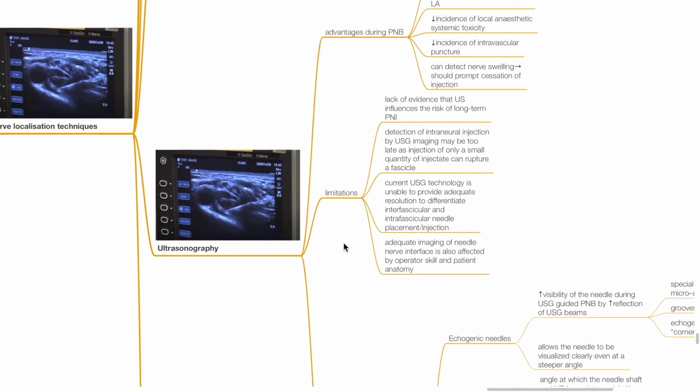Limitations of ultrasound during PNBs. There is lack of evidence that ultrasound influences the risk of long-term PNIs. Detection of intraneural injection by ultrasound imaging may be too late, as injection of only a small quantity of injectate can rupture a fascicle. Current ultrasound technology is unable to provide adequate resolution to differentiate interfascicular and intravascular needle placement or injection. Adequate imaging of the needle-nerve interface is affected by operator skill and patient anatomy.